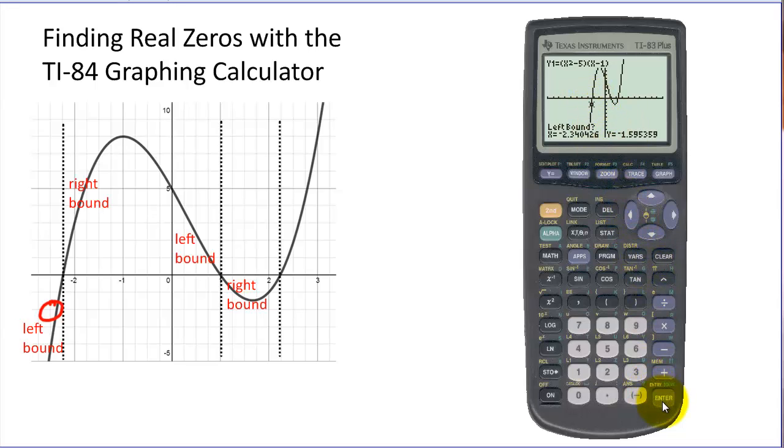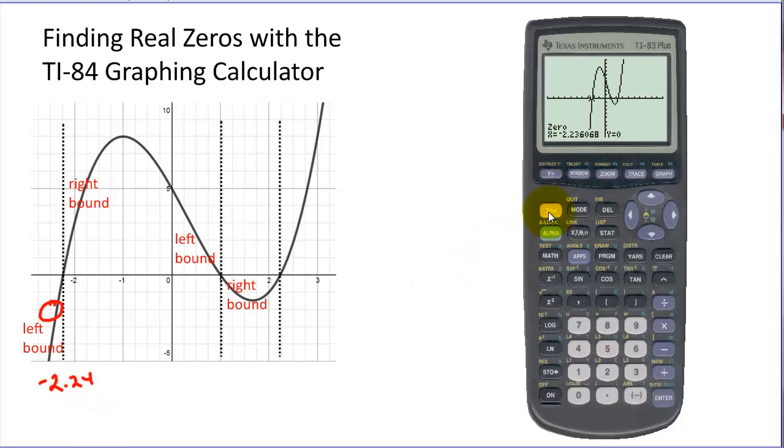Now we press enter. Now we need to go to the right of our 0, so we just need to go through the 0. Press enter. And then when it says guess, you can just press enter. You don't need to move anywhere. And it tells us our 0 is here, and it's an irrational number, so our 0 here is negative. We'll round it to 2 decimal places, -2.24.